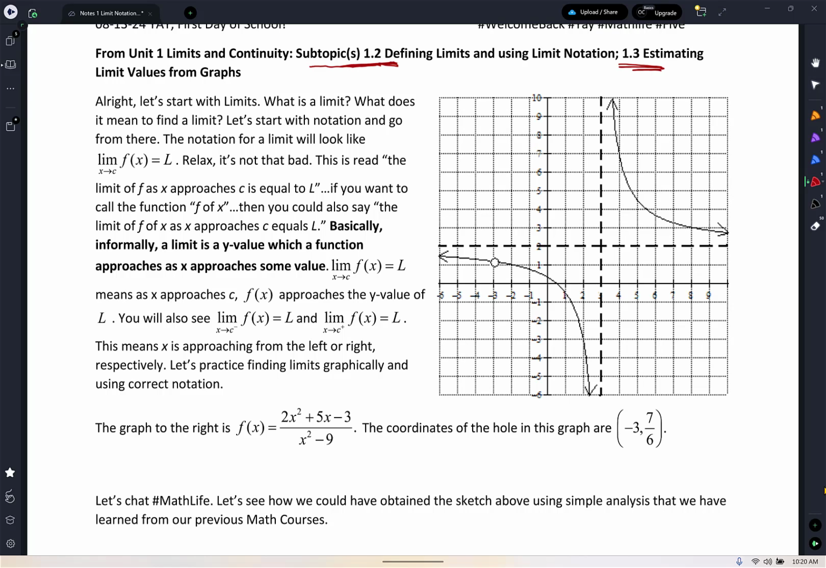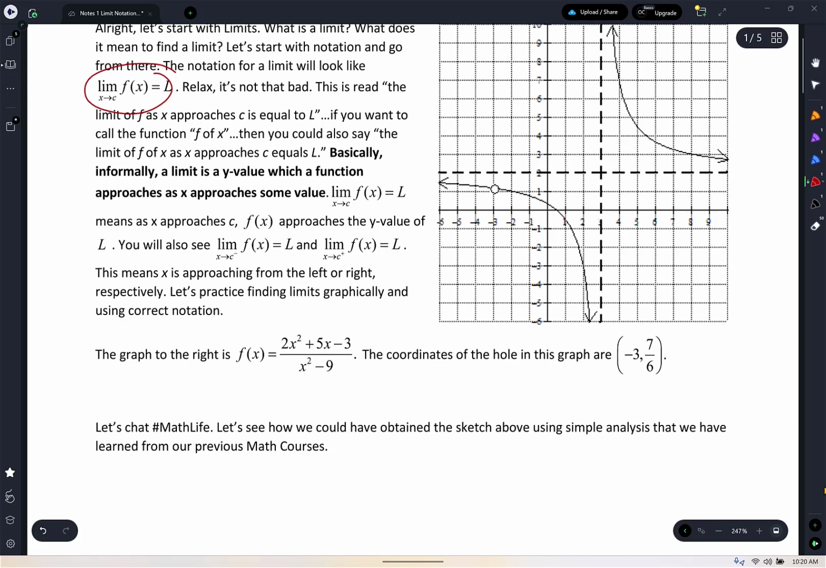The notation for a limit will look like, there's the notation. It's read, the limit of f as x approaches c is equal to L. If you want to call the function f of x, then you could say the limit of f of x as x approaches c equals L. Basically, informally, a limit is a y value which a function approaches as x approaches some value. So what does all that mean?